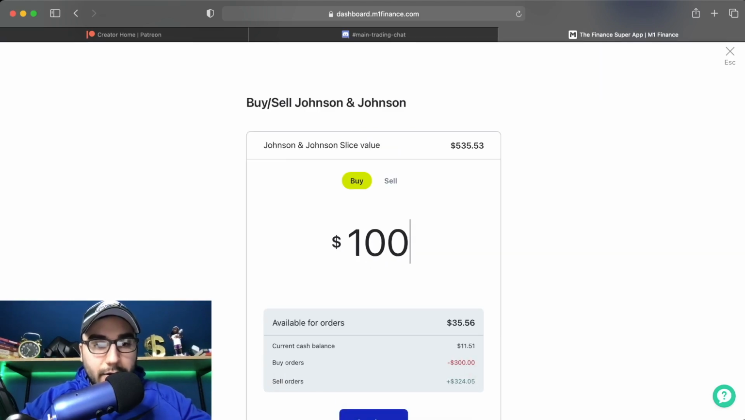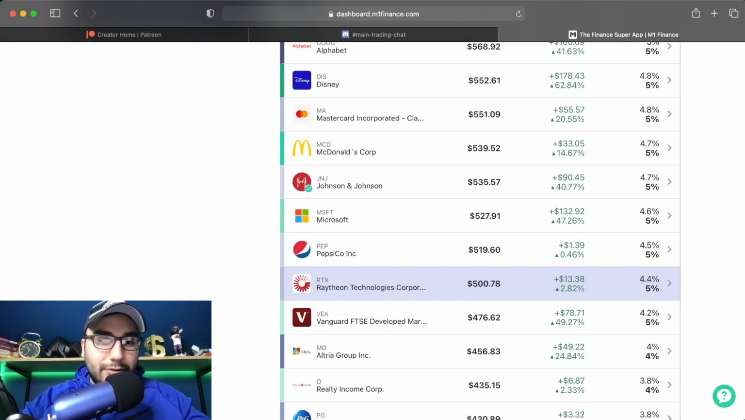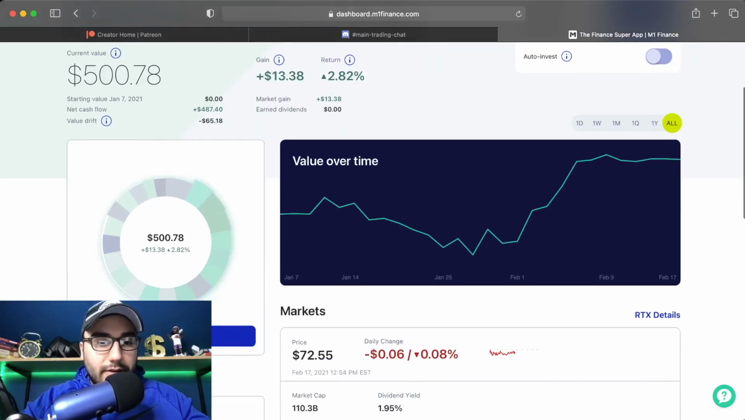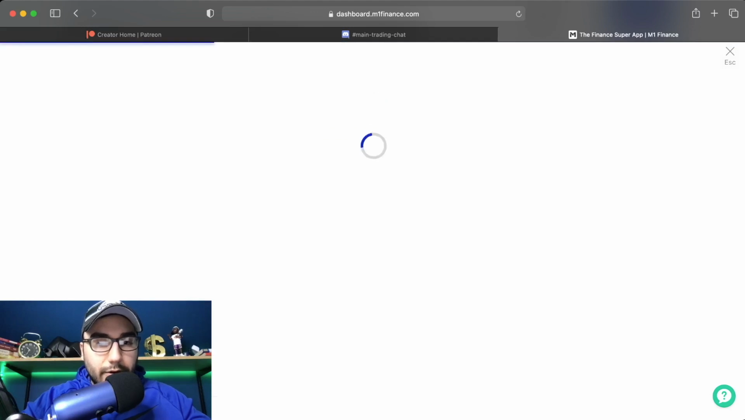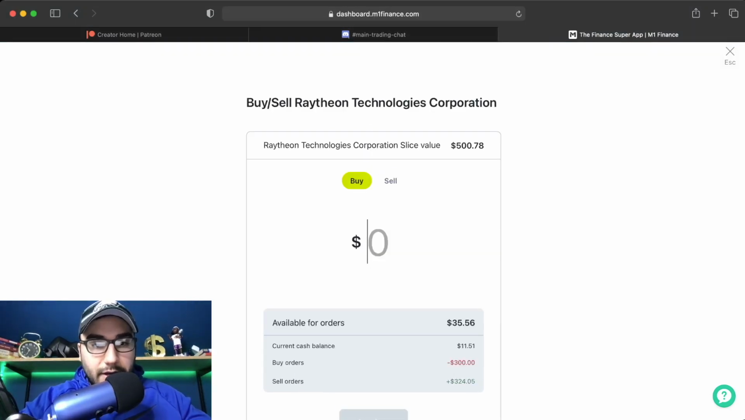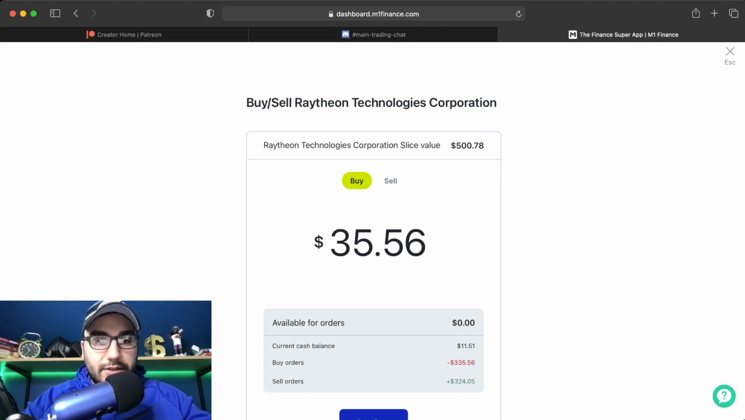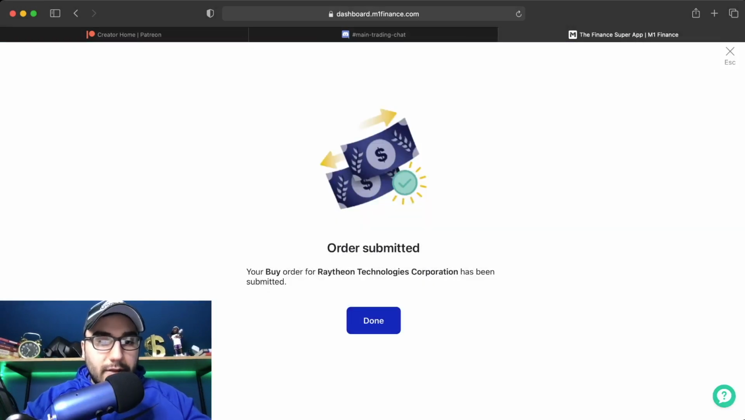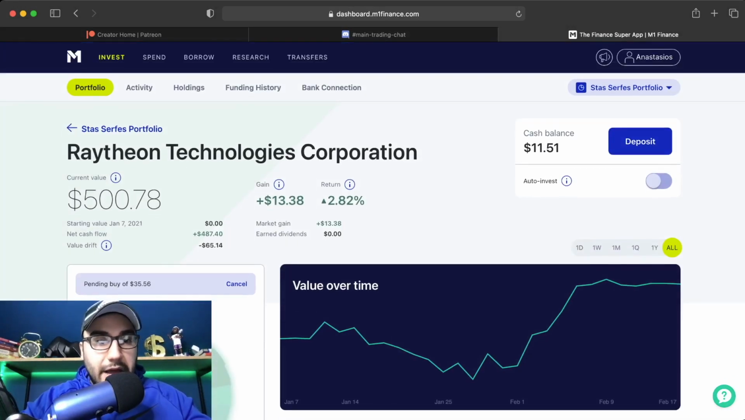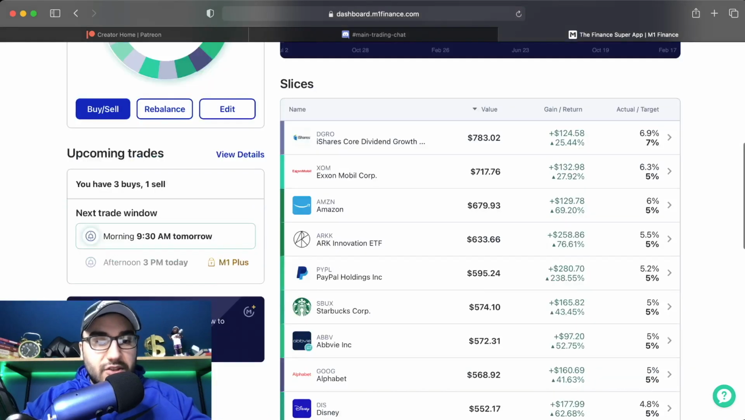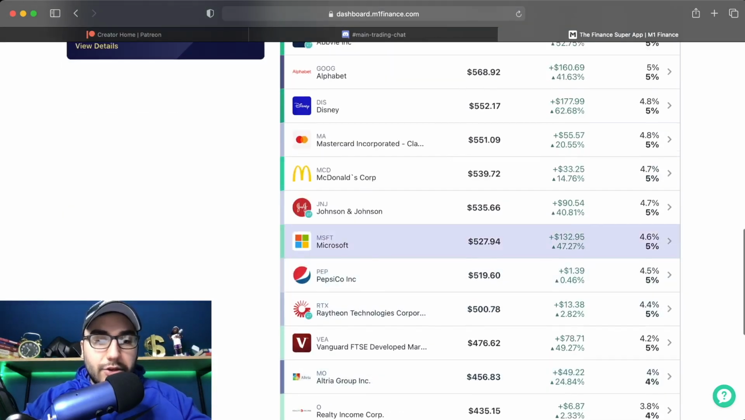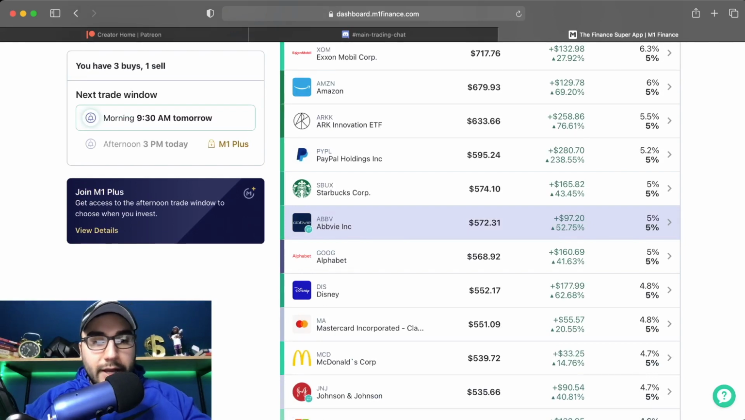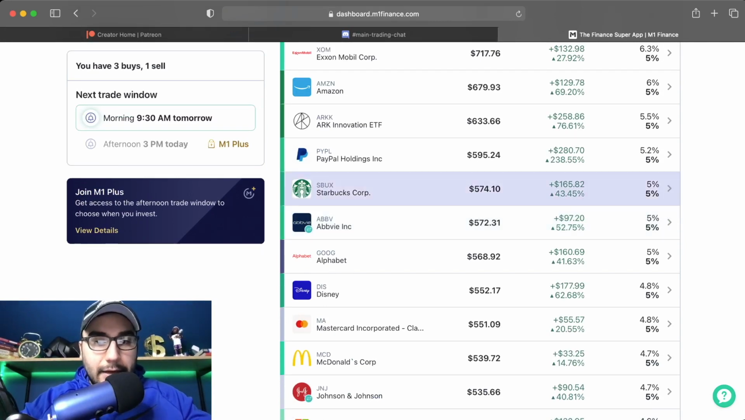I'm going to buy it right here, $100 buy, and I still have about $35 left. I'll throw that $35 here into Raytheon, buy/sell. $35. It should be right there. You guys can see that available for orders. 35.56. There we go. Continue. Confirm buy. So we're good to go. I mean, that's how it works, guys. And I'm good to go now. And all of these buys and the sell from Duke Energy, these should go through tomorrow morning, and everything should be perfect. And I'll go from there.